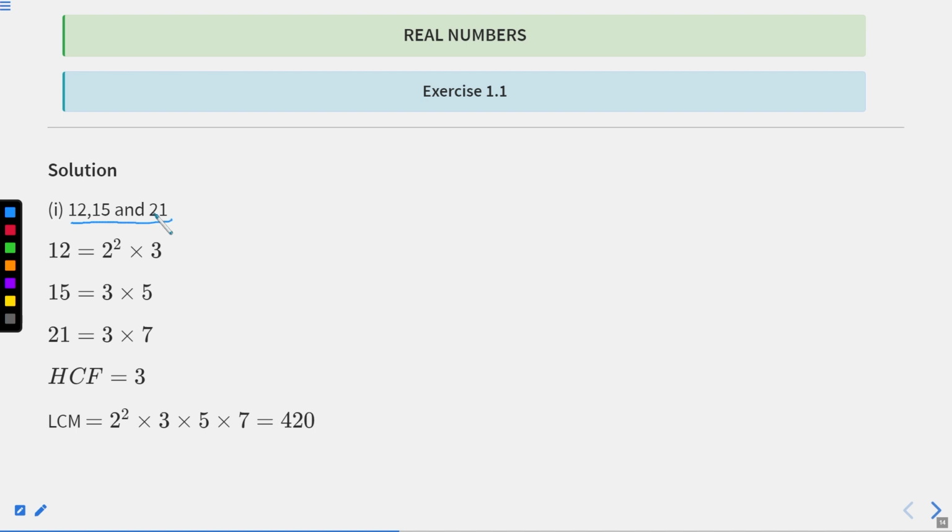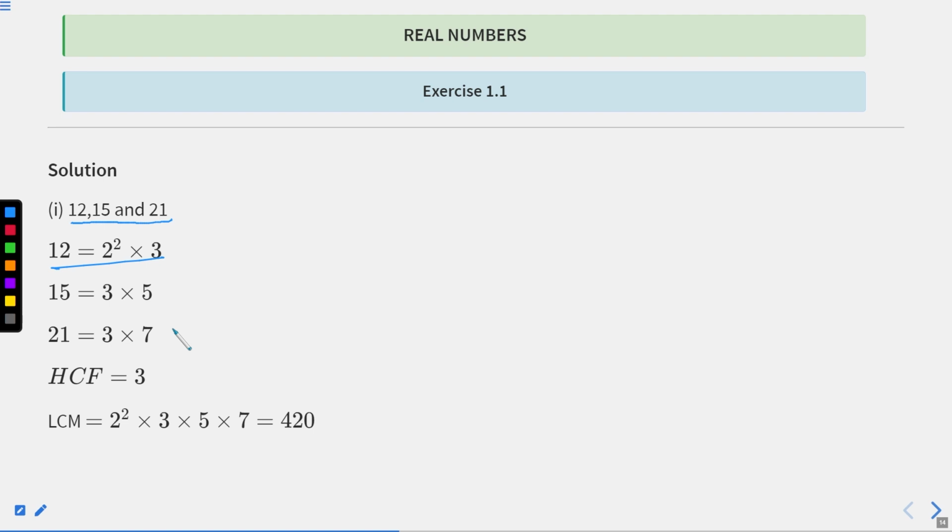First we factorize 12. 12 is equal to 2 square into 3. If we factorize 15, then 15 is equal to 3 into 5, and the factorization of 21 is equal to 3 into 7. So here the lowest power of the common factors is 3. So the HCF of 12, 15 and 21 is equal to 3.